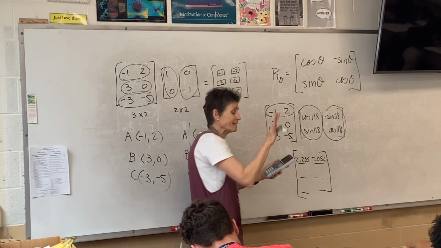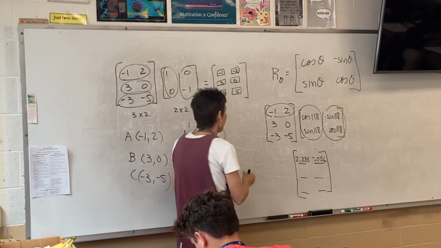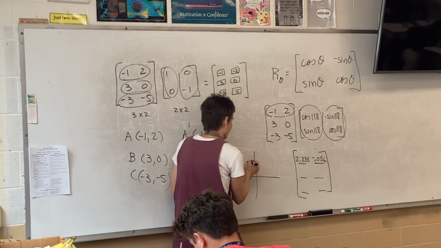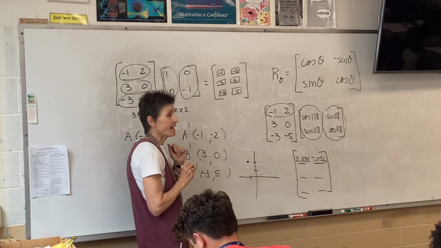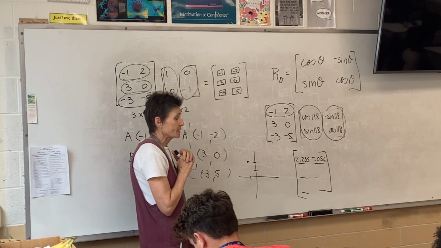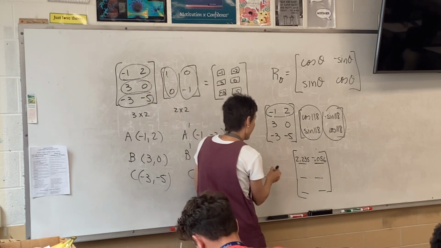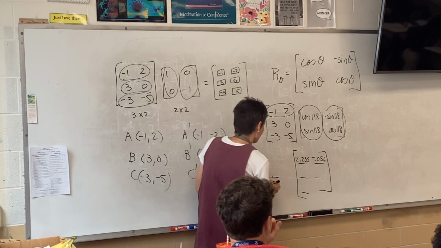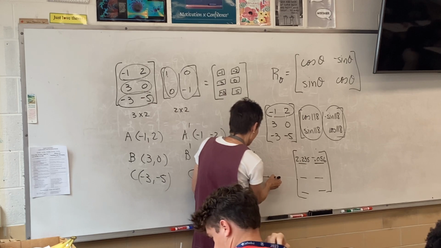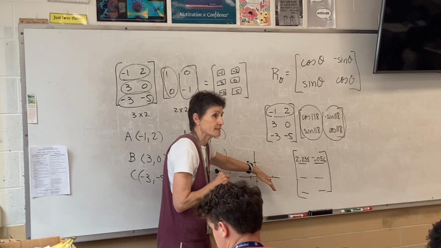Okay, now, what does that mean? Let's just stop right here and talk about what that means. That means if you took the point -1, 2, and you rotated it 118 degrees, it would end up at the point 2.235, just barely underneath, so it would end up down here if you rotated that 118 degrees.